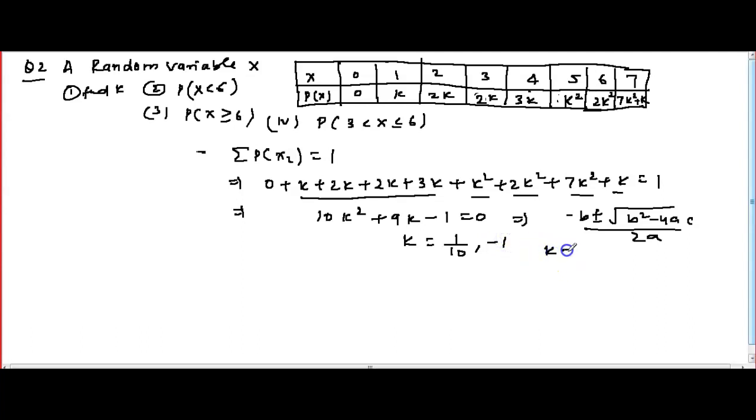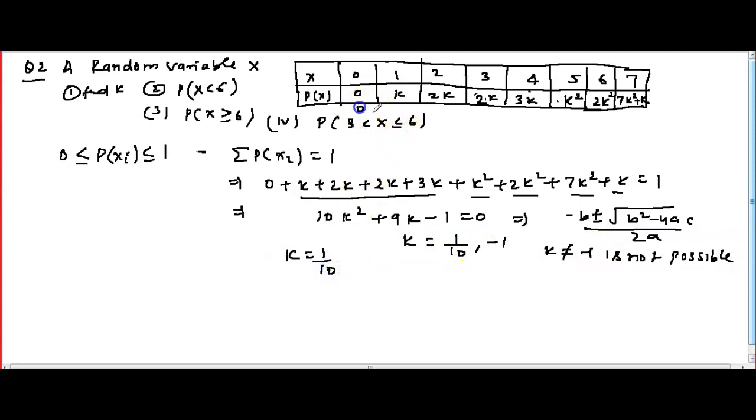So k equal to minus 1 is not possible, because as I told, the probability value should lie between 0 and 1. The second property I said is that p of xi should lie between 0 and 1, right? So k equal to minus 1 is not possible. So we will consider k is equal to 1 by 10.